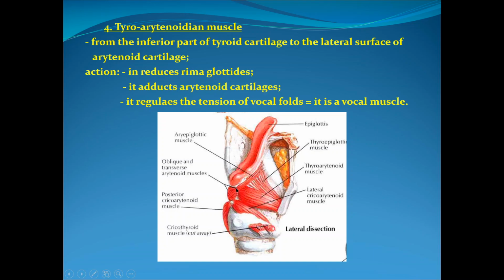When it's contracted, it reduces rima glottis. It moves the arytenoidean cartilages one near another, so realize adduction. And we consider it a vocal muscle because it changes the tension of the vocal folds.